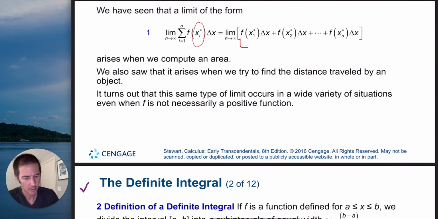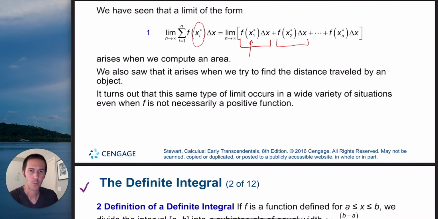This is the area of one rectangle. This is the area of the second rectangle. And if this had been an x sub 0 without the asterisk, it would be a left approximation because we would be using the x coordinate that is on the left-hand side of the rectangle in order to calculate the height of the rectangle.